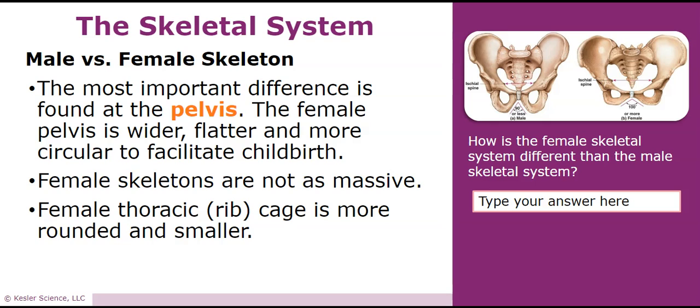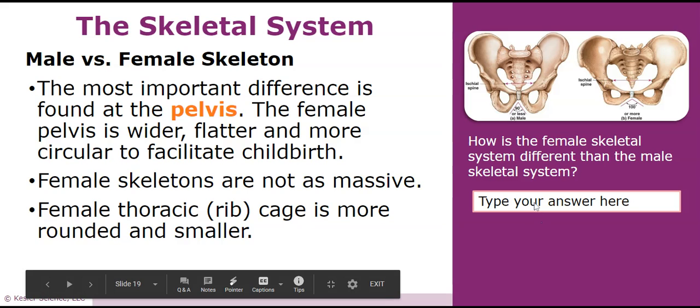You'll also find that when you look at a female skeleton, they're not as massive. So if you were to weigh them on a scale, you're going to find that female skeletons are typically going to be smaller. So if you took a male and female that were the same height and found the mass of their bones, the female skeleton is typically going to be less massive. And then you can also look at the rib cage, and for a female rib cage, it's going to be rounded and smaller. So pause this for just a moment and answer this question. How is the female skeletal system different than the male skeletal system?